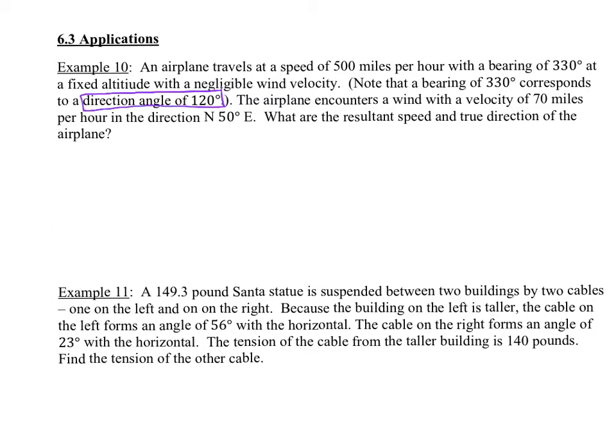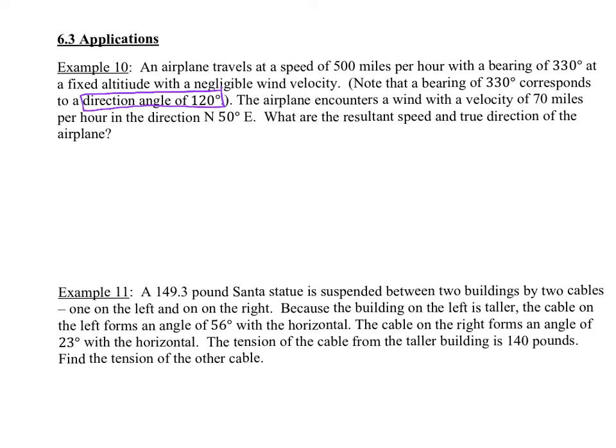The airplane encounters a wind with a velocity of 70 miles per hour and the direction of north 50 degrees east. What are the resultant speed and true direction of the airplane? So there's an airplane, it's getting pushed by the wind. I want to see after it gets pushed by the wind, what happens to its speed and what happens to the direction it's pointing in. When it says direction, it always means direction angle.